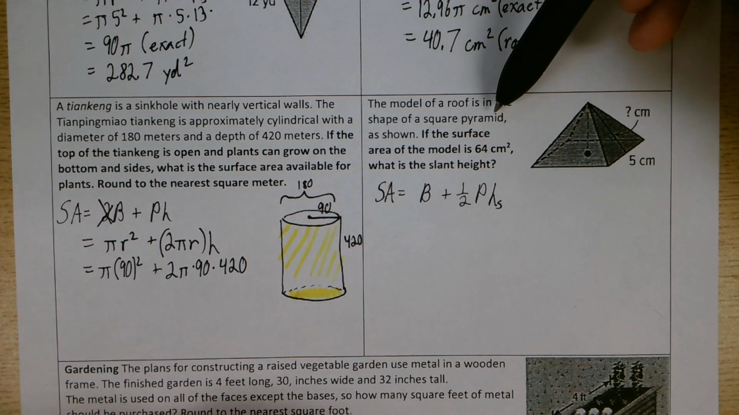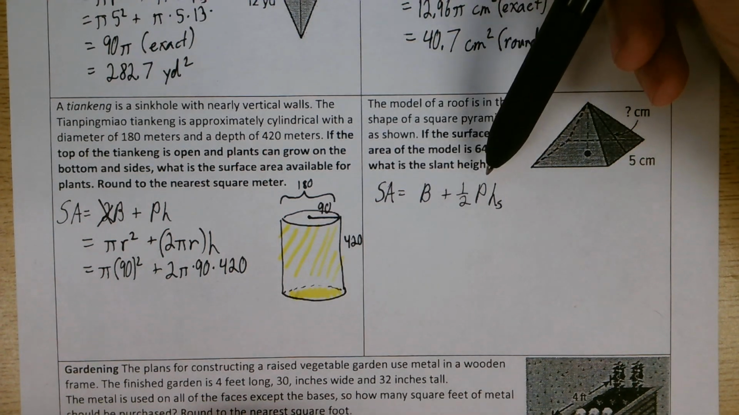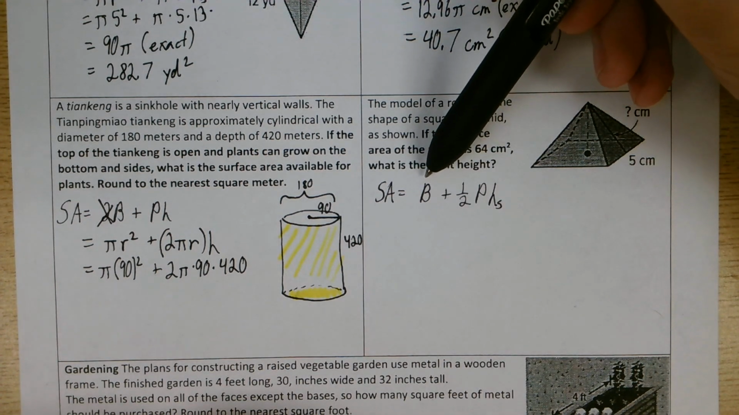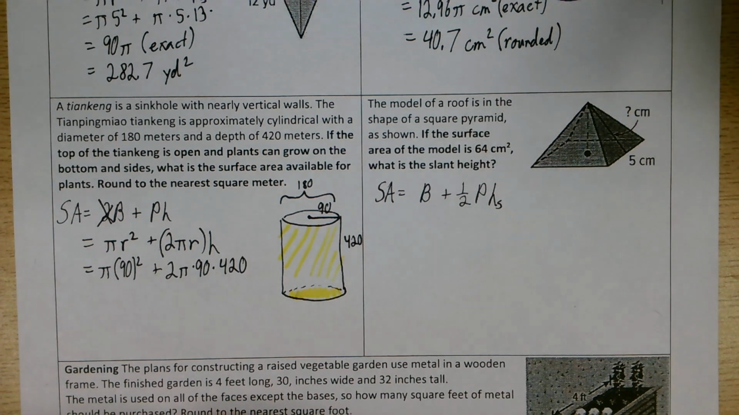Well, I know I'm talking about a pyramid, so I'm going to pull up the formula for the surface area of a pyramid. Surface area is the base area plus 1/2 of the perimeter times the slant height.